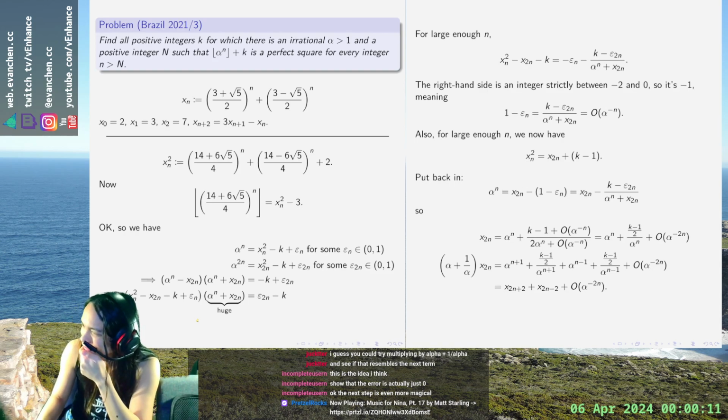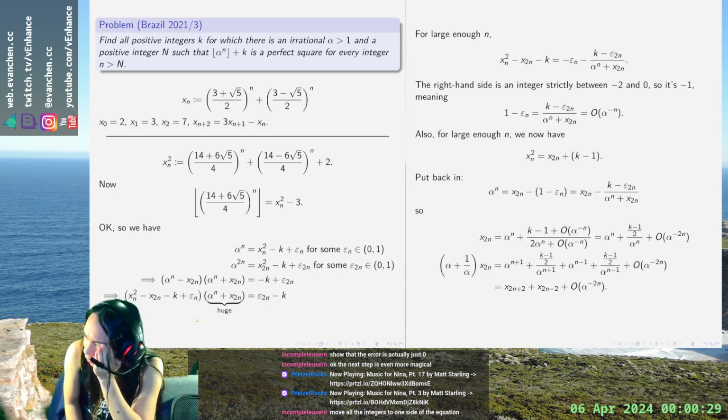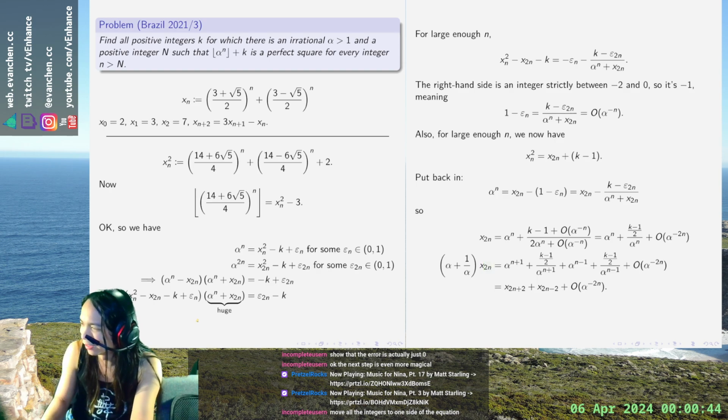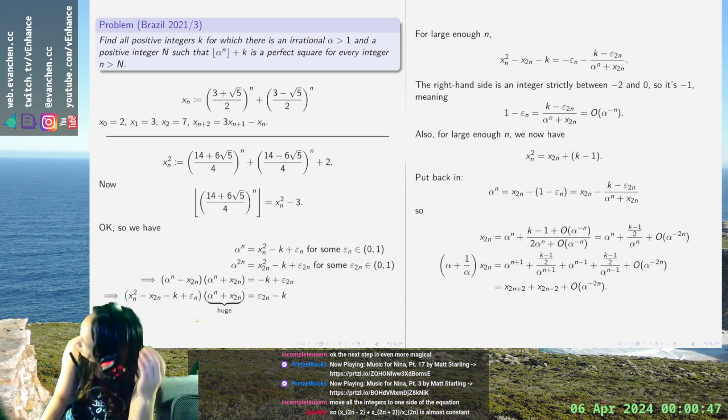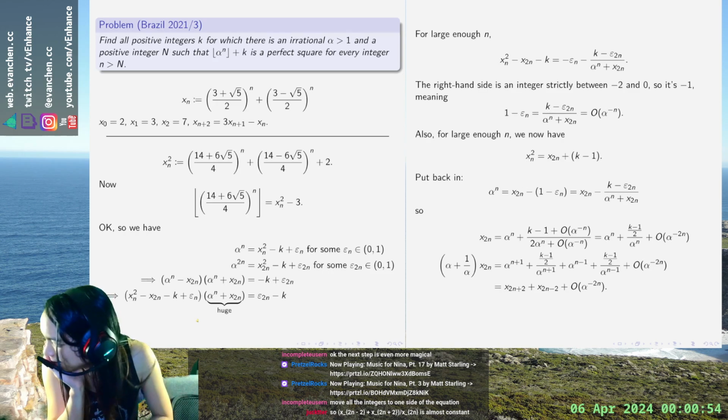Like, this thing is not a priori an integer. The x of 2n grows very quickly, and so move all the integers. What? But like alpha plus 1 alpha is not an integer. Like this thing is not a priori an integer. So you can't like. Am I being swindled?